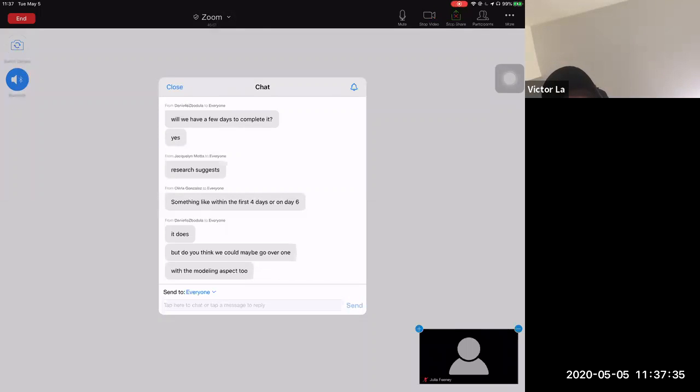But do you think we can go over the modeling aspect too? If you want to see a model like that, I'm just going to pull one from my textbook as an example, because I don't think everyone has seen that, or at least done it.